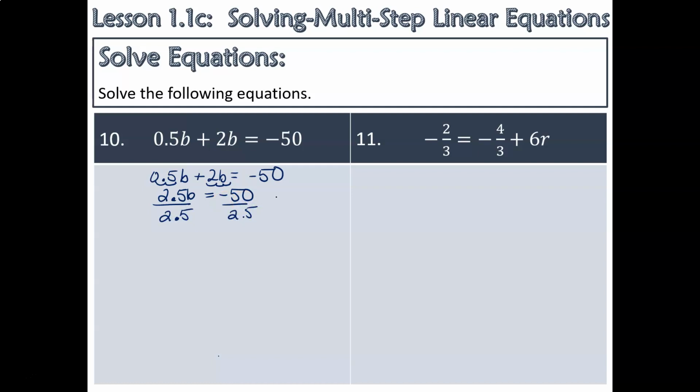You can leave it as a decimal. You can use it as a fraction. Doesn't matter. Remember though, you want to keep that negative sign. Don't forget about it. There's a lot going on here. So you're going to take negative 50 and divide by 2.5. Oh, sorry. So b equals 20, and it's negative 20.